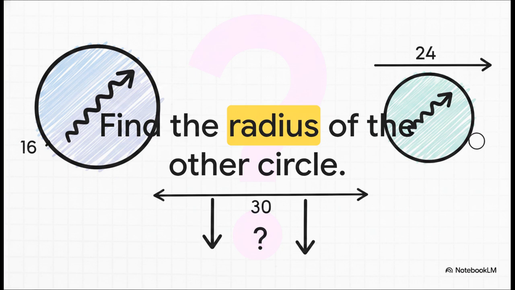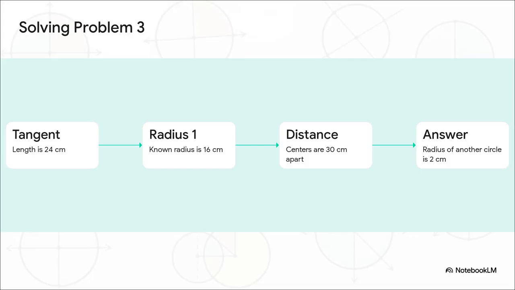Our task? Find the radius of the other circle. I really want to emphasize that this is a reverse-engineered problem. The final length is given, but a core component, the radius, is what's missing. Let's see how we tackle this one together. Let's verbally break down how to algebraically solve this backwards.